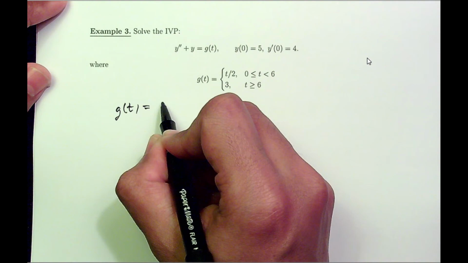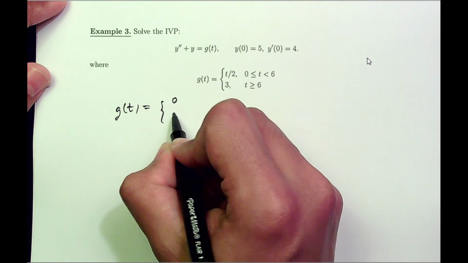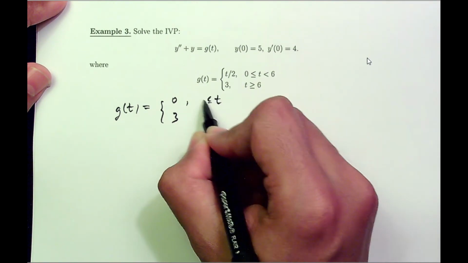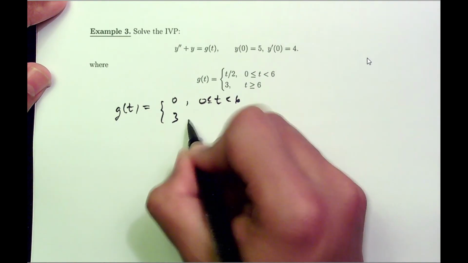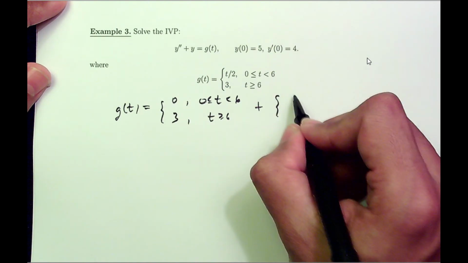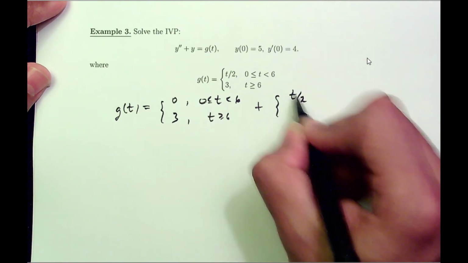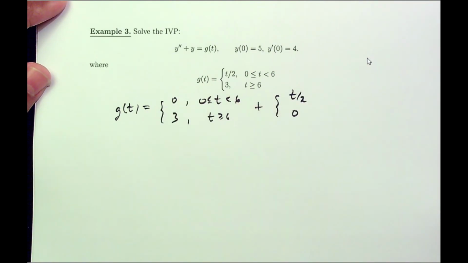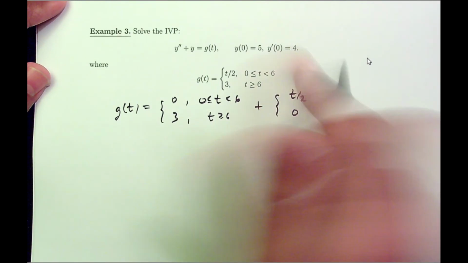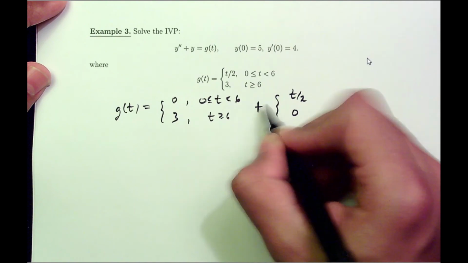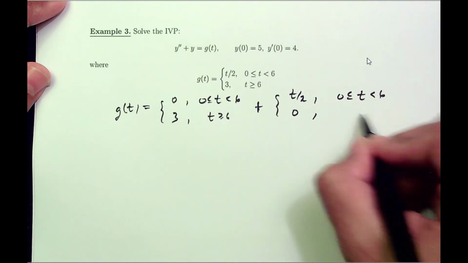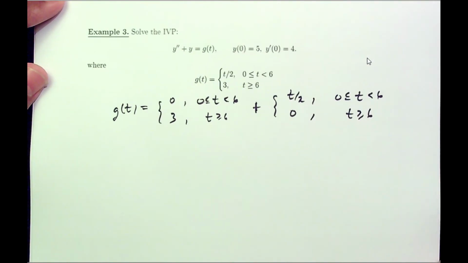This is the same as 0, 3 for t between 0 and 6, not including 6, and for t bigger than or equal to 6, plus t halves, 0. So you see, if you just add across, 0 plus t halves is t halves, and 0 plus 3 is 3. So I broke it up into the sum of these two piecewise defined functions.